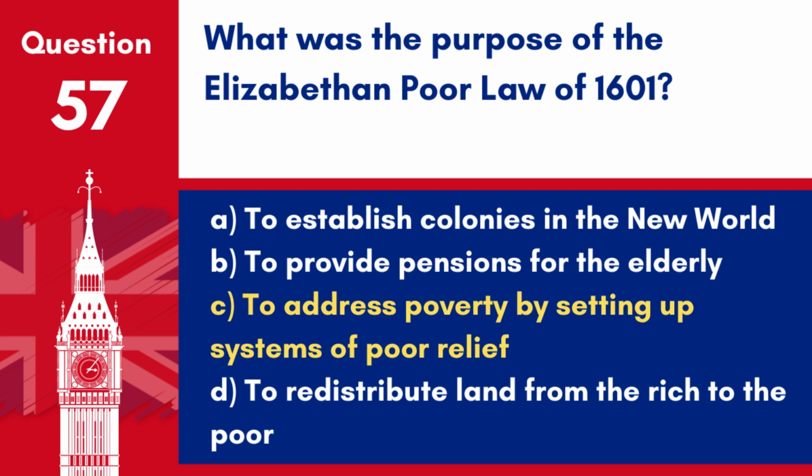Answer. C. To address poverty by setting up systems of poor relief. The Elizabethan Poor Law established a system for supporting the poor and is considered a foundation of social welfare.